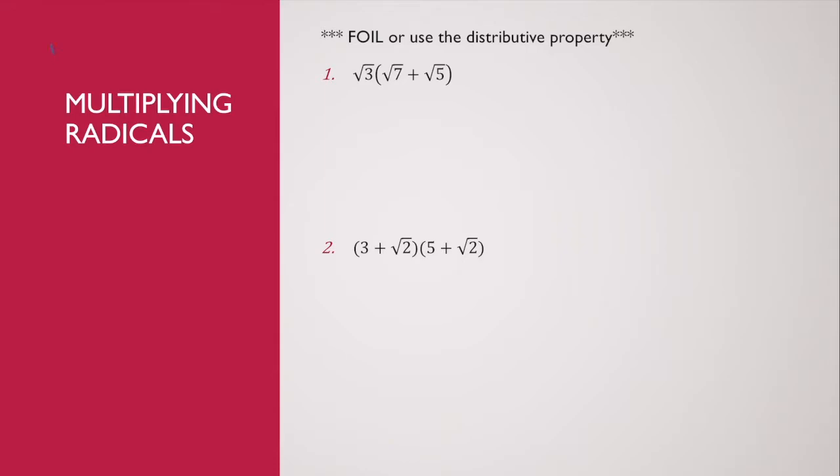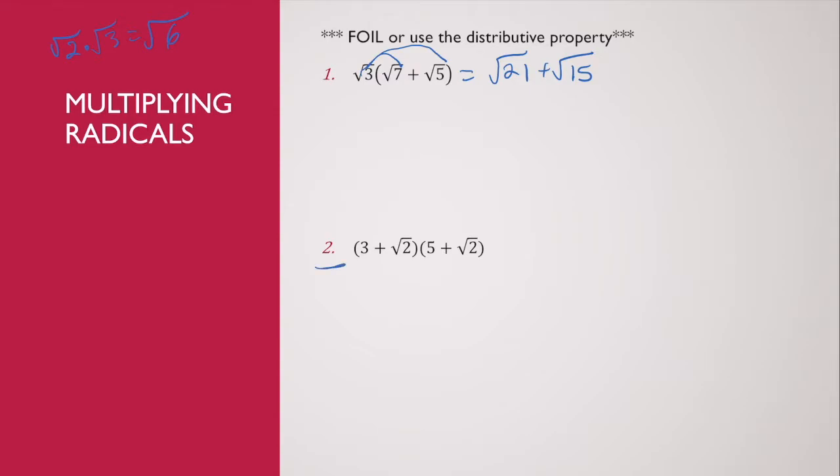Remembering that if I have the square root of 2 times the square root of 3, that's the square root of 6, right? We multiply what's under our radical sign. So the square root of 3 times the square root of 7 gives me the square root of 21. The square root of 3 times the square root of 5 gives me the square root of 15. And I have to check, can I simplify any of those radicals? And the answer is no.